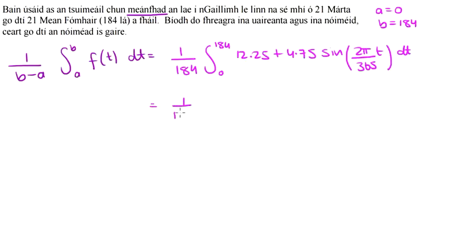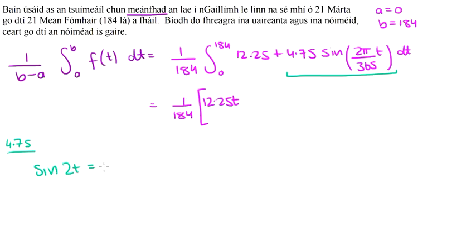So we need to integrate, and we're going to leave the 1 over 184 to the very end. So we get 12.25t. Again, like with the previous part, we're integrating all of this. It can be easy to make a mistake. So to simplify what we're doing, 4.75 isn't really going to be included in the integration part in terms of sine, so just leaving that to the side for the moment. If I simplify and just think, okay, what would I do if I want to integrate sine 2t? It's going to be minus cosine 2t over 2.